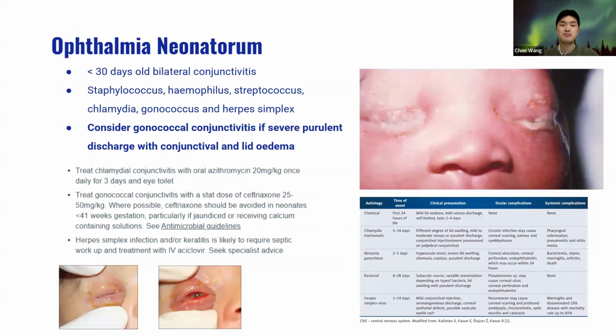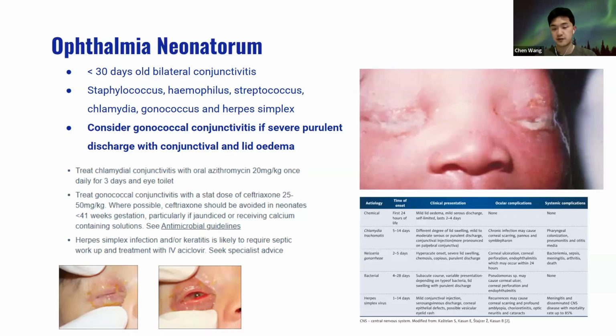So ophthalmia neonatorum is basically when a baby has bilateral conjunctivitis and they have to be less than 30 days old, usually caused by things like streptococcus, staphylococcus, haemophilus, chlamydia, and gonorrhea. The timeline may be important.